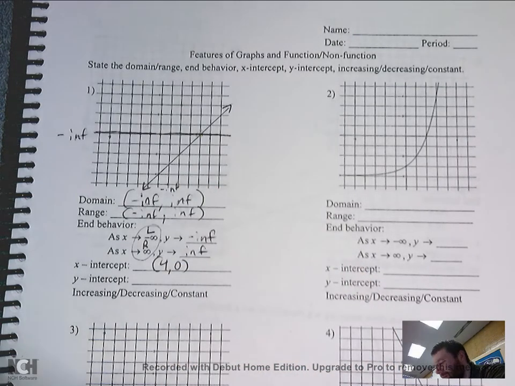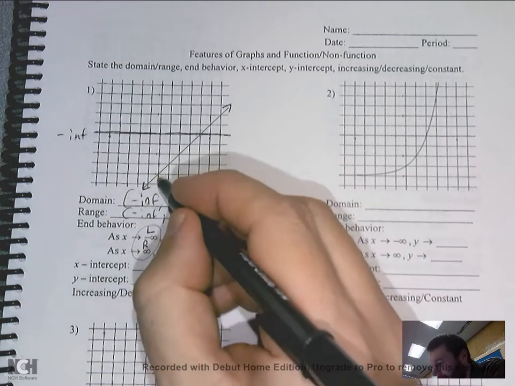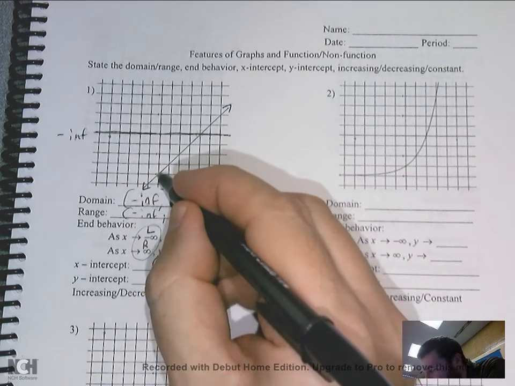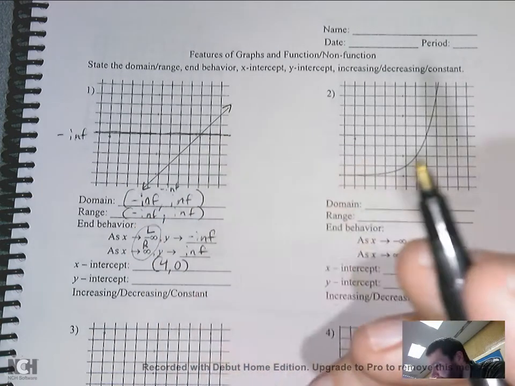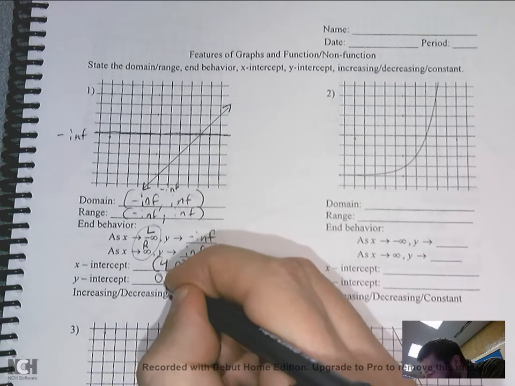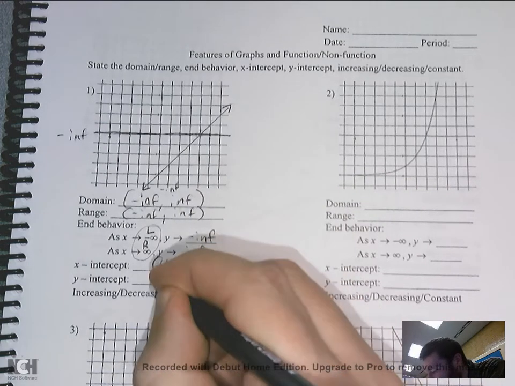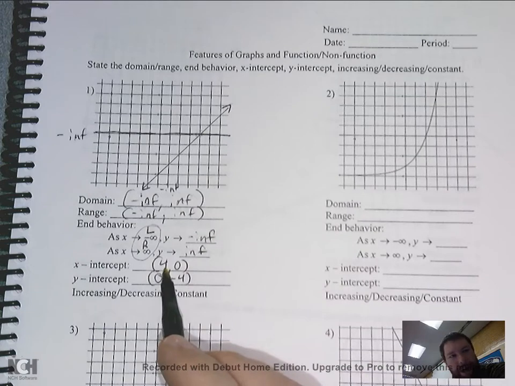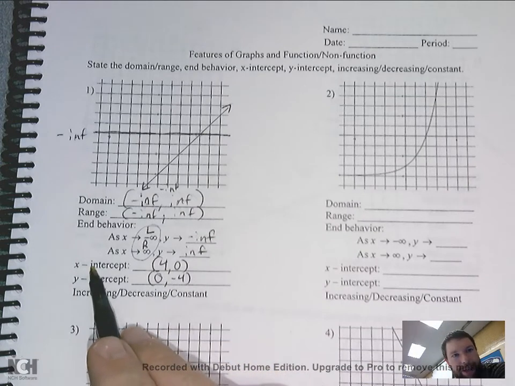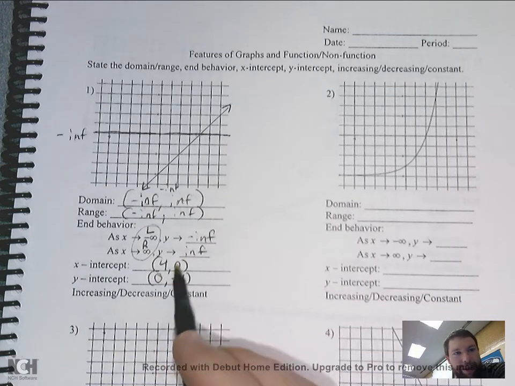I'm going to say (4, 0). Okay? Same thing with the Y-intercept, except I'm looking at where it intercepts on the Y-axis now. And it's intercepting at -4. So that would be (0, -4). Right? Basically, whichever variable is not the intercept is going to end up being 0 on those.